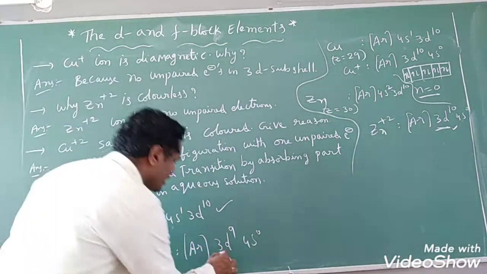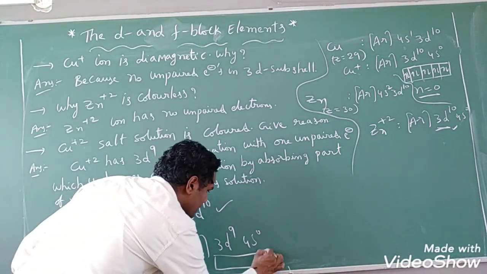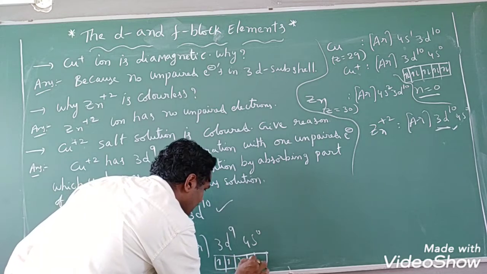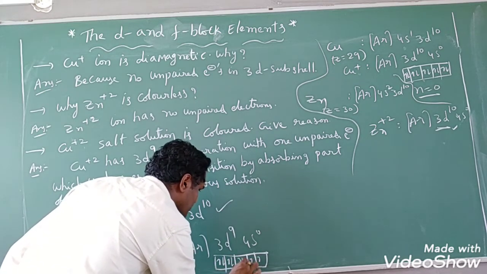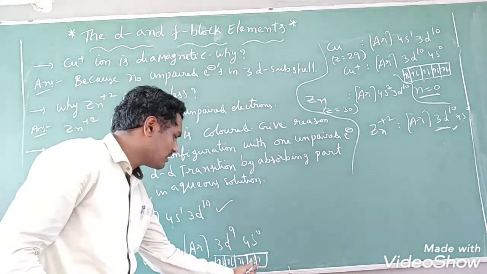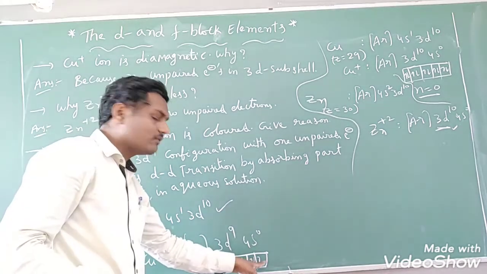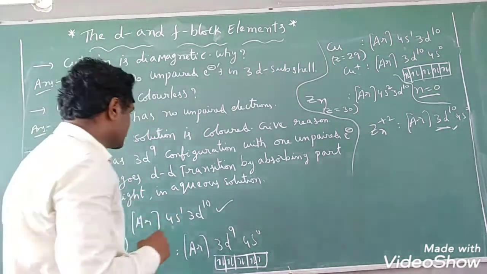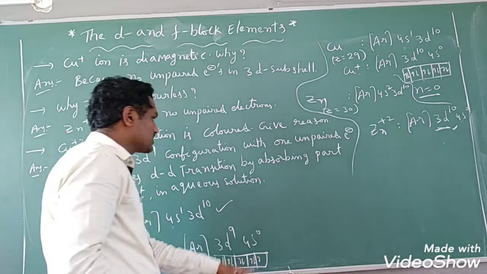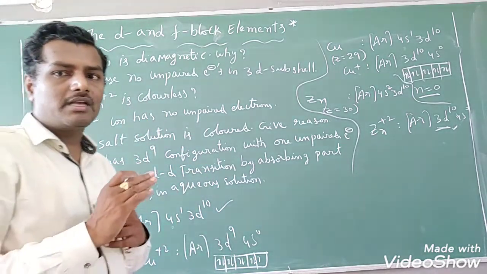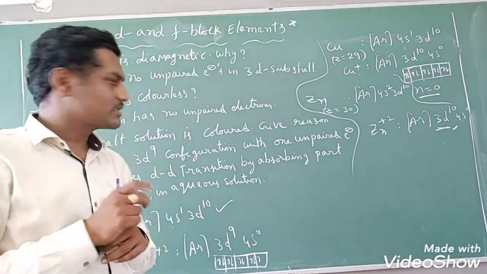So 3d9 means, see that the 3d subshell possesses 5 orbitals. Each orbital is filled with one electron first, then only pairing takes place. So 9 electrons we have filled, 1 orbital is incompletely filled. One unpaired electron is present in it, right? So the 3d subshell possesses 1 unpaired electron. So due to the presence of the unpaired electron, d-d transition will take place.